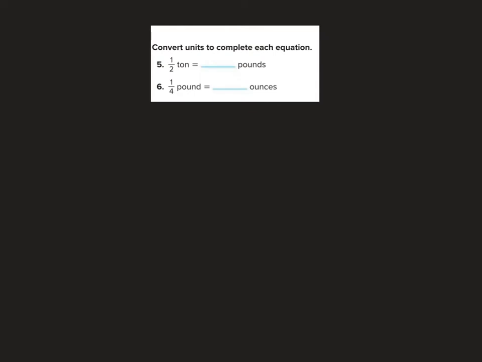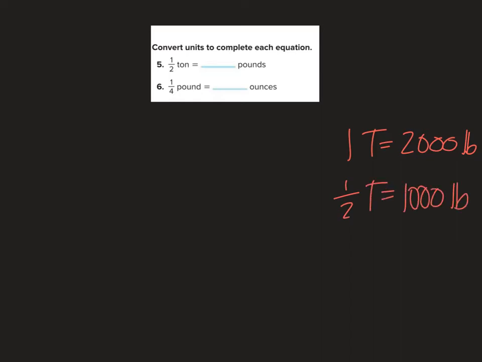Convert units to complete each equation. Half a ton. So if 1 ton equals 2,000 pounds, then cutting it in half, cut 2,000 in half would be 1,000 pounds.